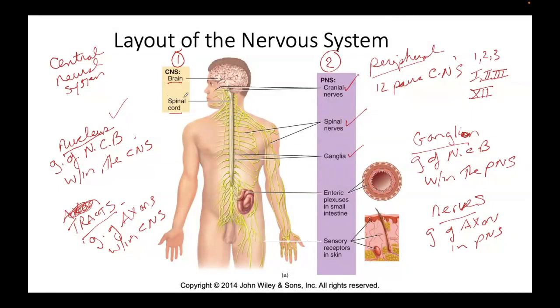All right. So again, what is the CNS? Brain and spinal cord. What is the PNS? Cranial nerves, spinal nerves, ganglia. Everything that's considered outside of that is the PNS.